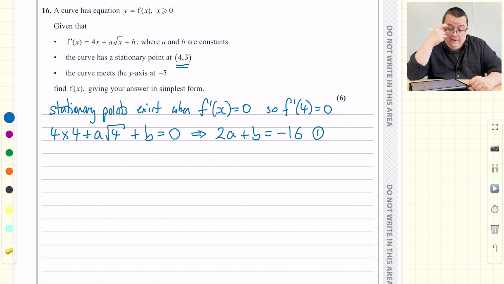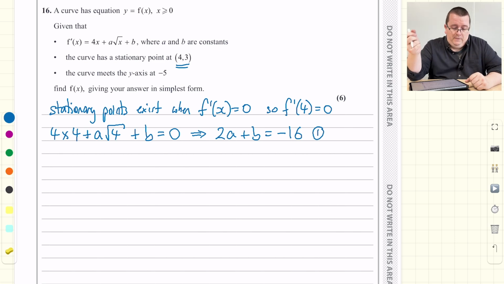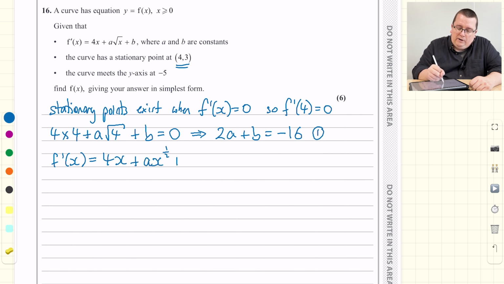Okay, now we know that the curve goes through 4, 3, and we know that it goes through the y-axis at minus 5. So if we integrate the curve, so first of all, let's rewrite the first derivative as 4x plus a times x to the half plus b, and now we're going to integrate.